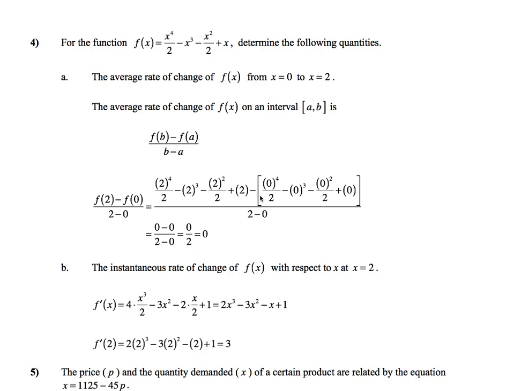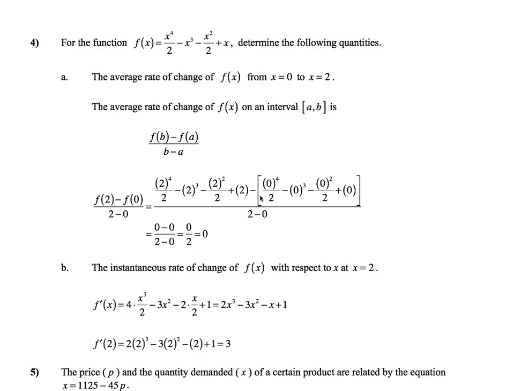Question 4 asks that we determine two rates of change. The first, average rate of change from x equals 0 to x equals 2, and in part B, the instantaneous rate of change at x equals 2.